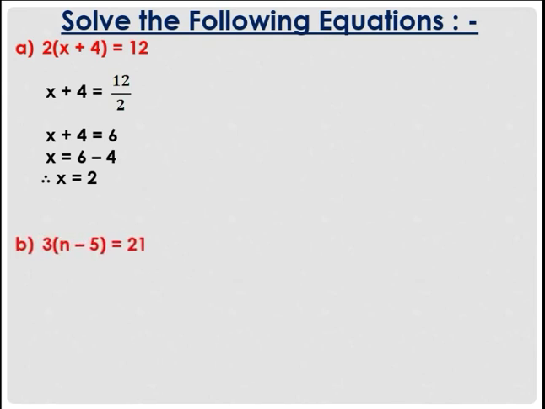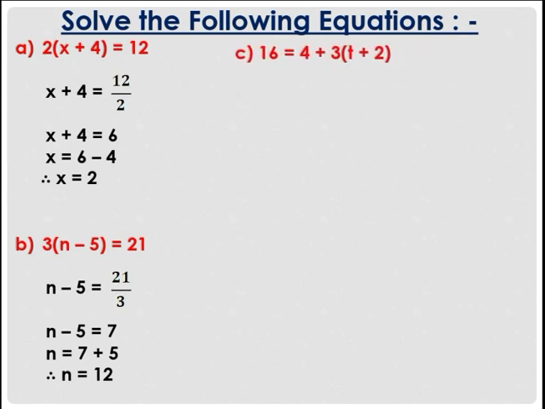3 into bracket n minus 5 is equal to 21. Now we shifted 3 from LHS to RHS, it becomes the division form. So n minus 5 is equal to 21 upon 3. So n minus 5 is equal to 7, because 3 sevens are 21. Now we shifted minus 5 from LHS to RHS, it becomes the plus. So n is equal to 7 plus 5. Therefore n is equal to 12.